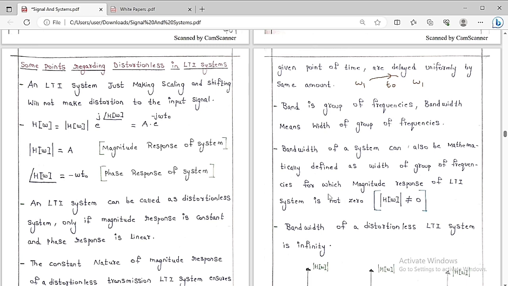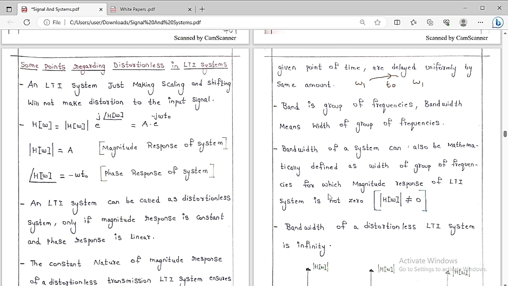Now, band is a group of frequencies and bandwidth means the width of the group of frequencies. Listen carefully. Band is a group of frequencies, a collection of frequencies. Bandwidth means the width of the group of frequencies.